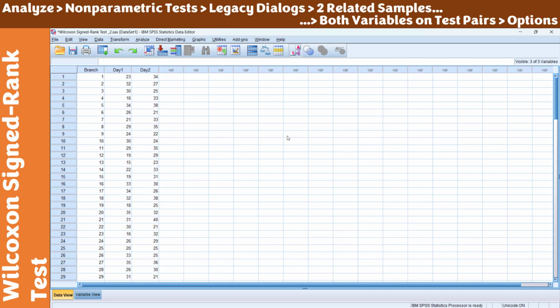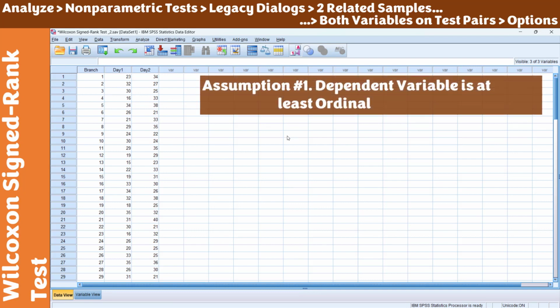So before we go again to the Wilcoxon Signed-Rank Test, here are some assumptions. The first assumption for a Wilcoxon Signed-Rank Test to be used is that our dependent variable, which is the number of orders serviced, is at least, again, think of the word at least, ordinal. So this data here is in ratio, so it still fits assumption number 1 of at least ordinal. So that means assumption number 1 has been met.